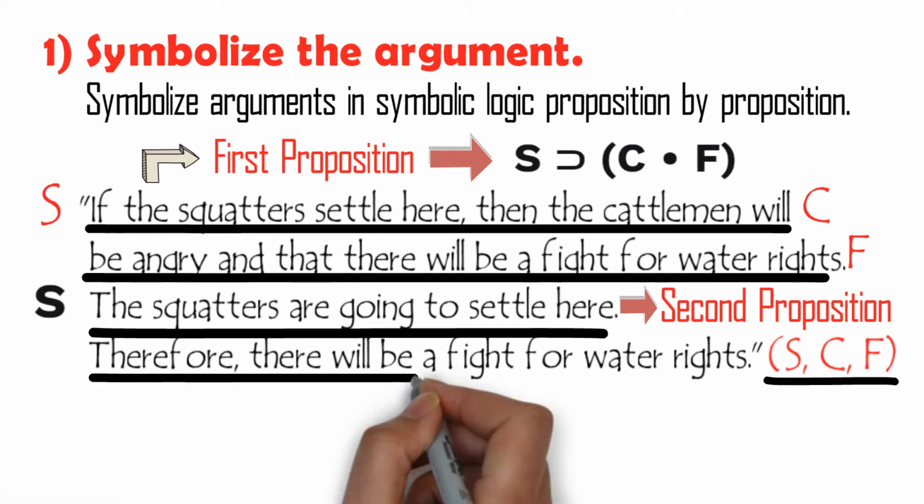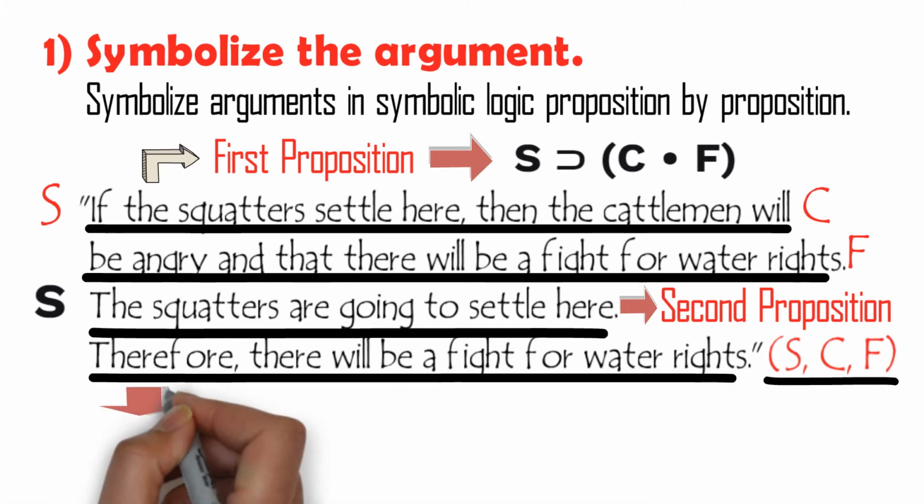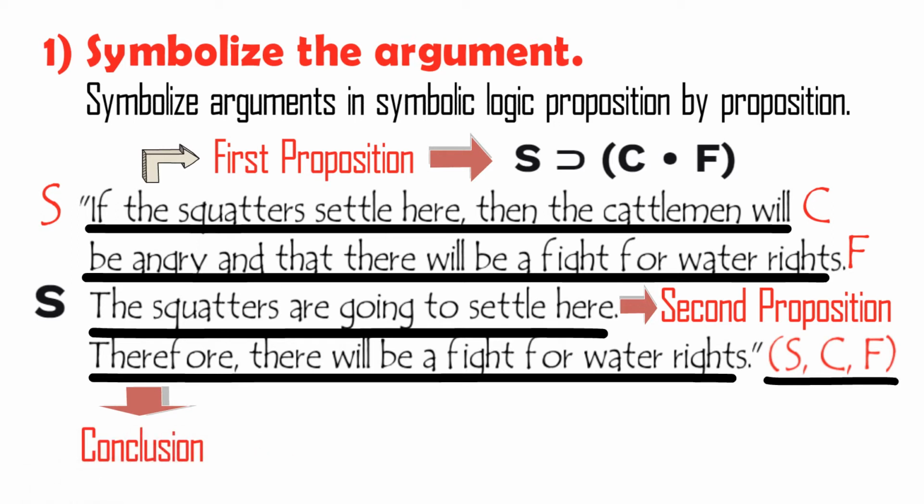Finally, the third and last proposition is obviously the conclusion because of the signifier therefore. This proposition is also a repeat of the proposition in the first sentence, which is symbolized by the constant F. Hence, the conclusion, therefore, there will be a fight for water rights, is symbolized as F.